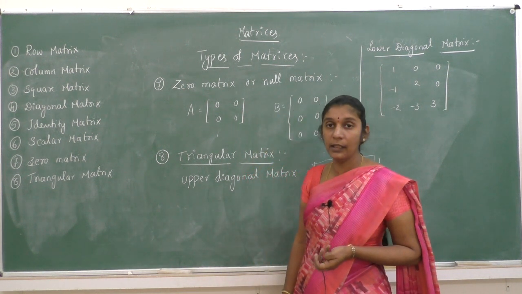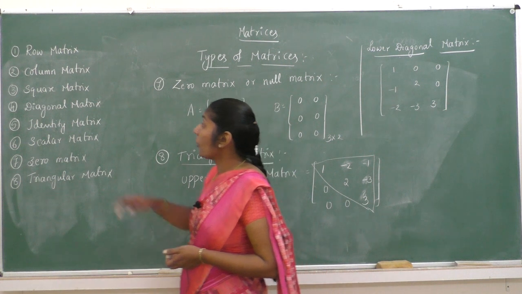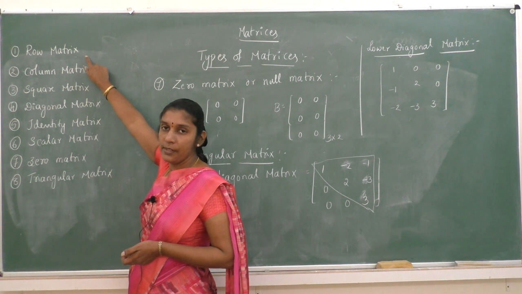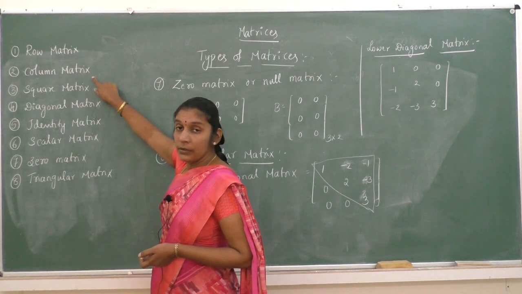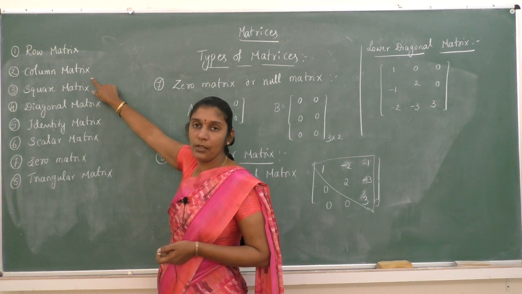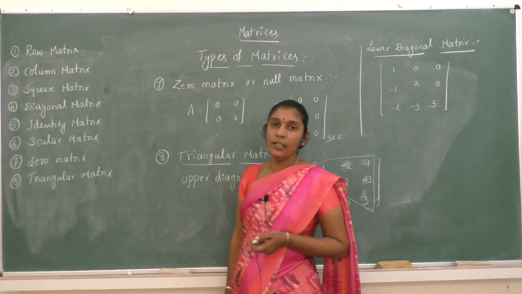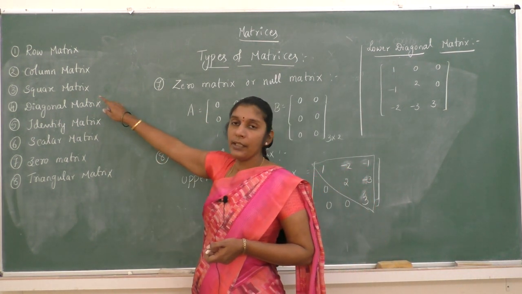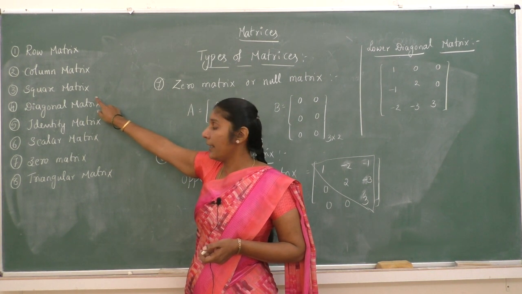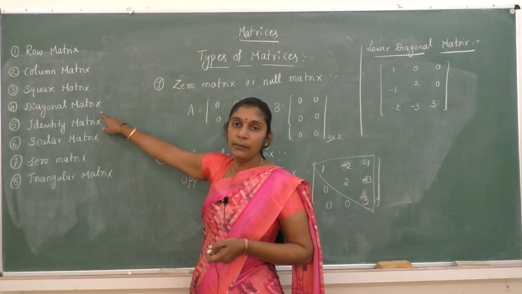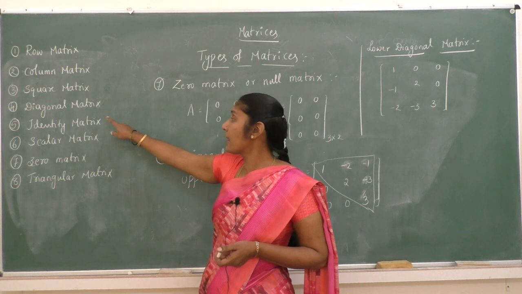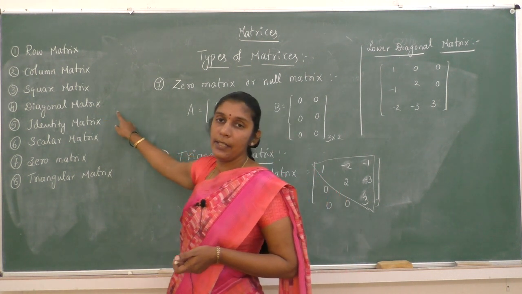Of these, let us now discuss the definitions. First, row matrix. A matrix which contains only one row is called a row matrix. Second, column matrix: a matrix which contains only one column is called a column matrix. Next, third one, square matrix. A square matrix is a matrix which contains an equal number of rows and columns. Next, diagonal matrix. A diagonal matrix is a square matrix in which all diagonal elements exist and non-diagonal elements are zeros.